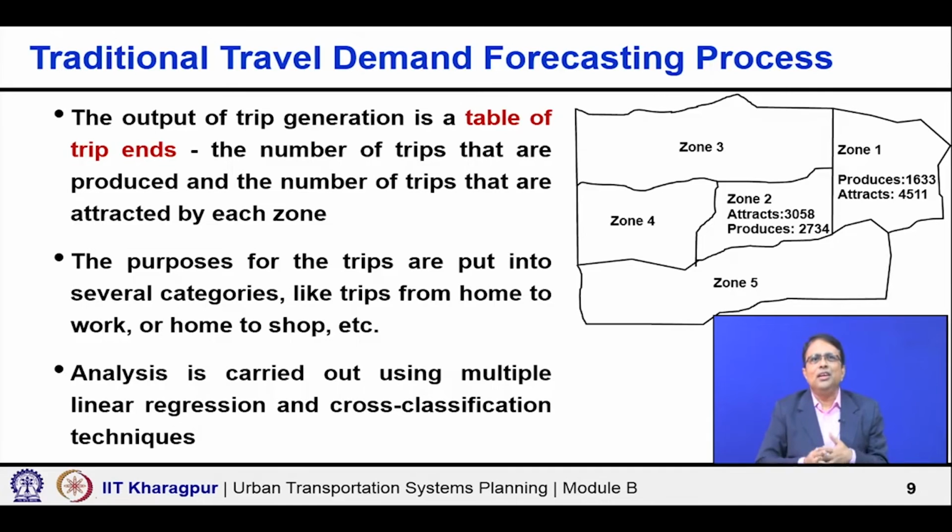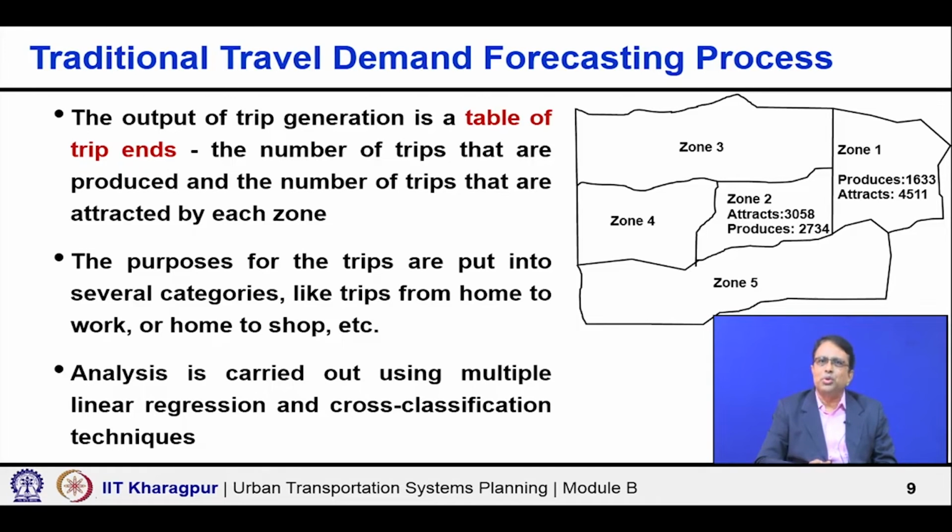So, that is what I said, that the output of the trip generation is a table of trip ends, the number of trips that are produced and the number of trips that are attracted by each zone. We can also classify trips by purpose, and the analysis is critical because it is the first stage. And what kind of method do we use? We use multiple linear regression or cross classification techniques.